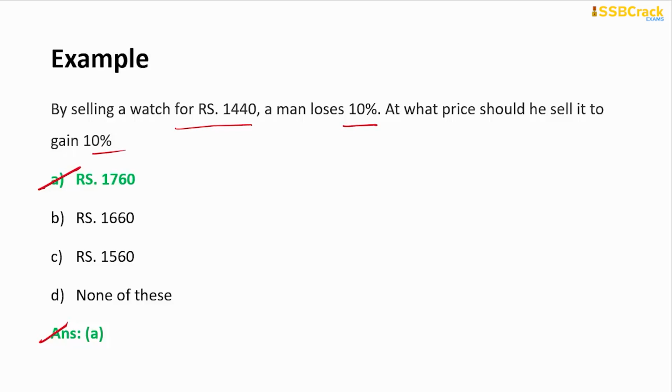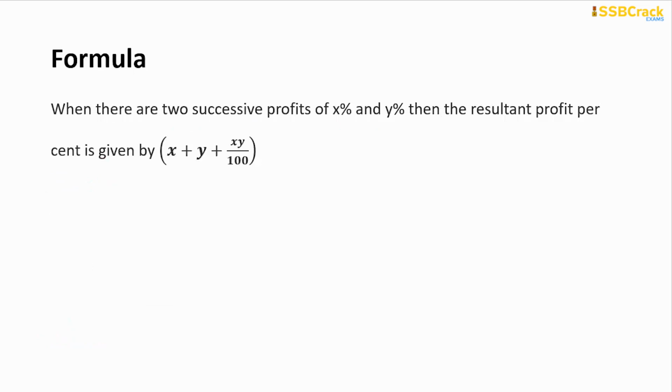Alright, now coming to the next formula for the topic of profit and loss. When there are two successive profits of X% and Y%, then the resultant profit percent is given by this formula. This formula is repetitive for you because you must have studied the net change formula in the percentage topic as well. So this formula resembles the same. Whenever there is a profit we indicate it by plus, and whenever there is a loss we indicate it by minus.